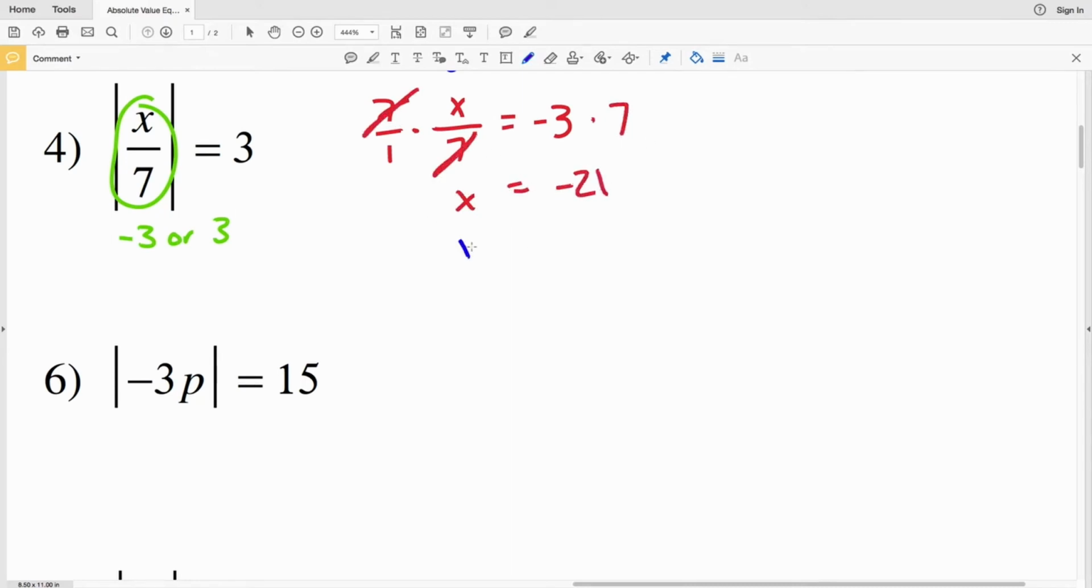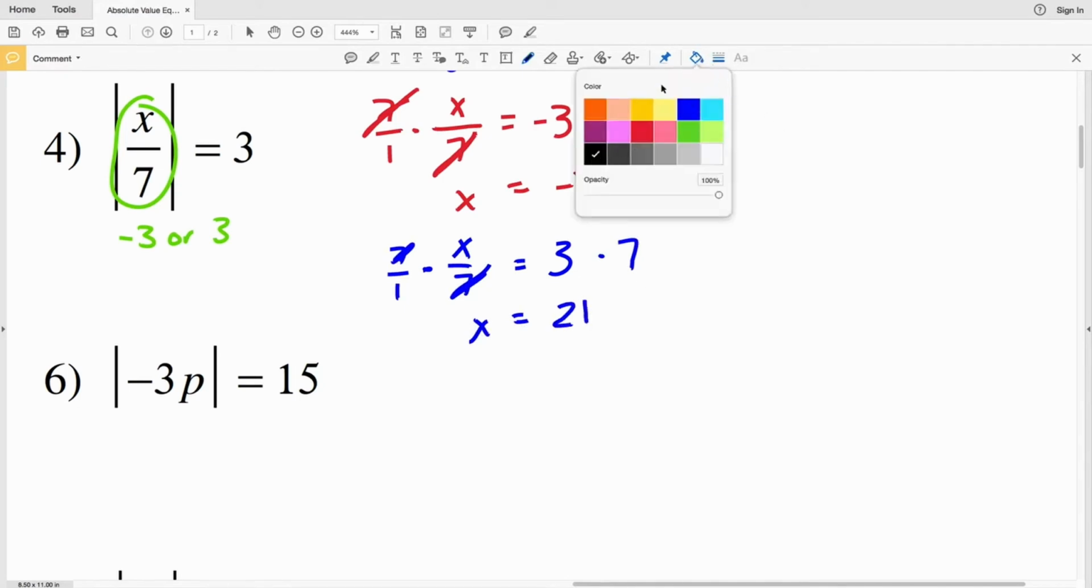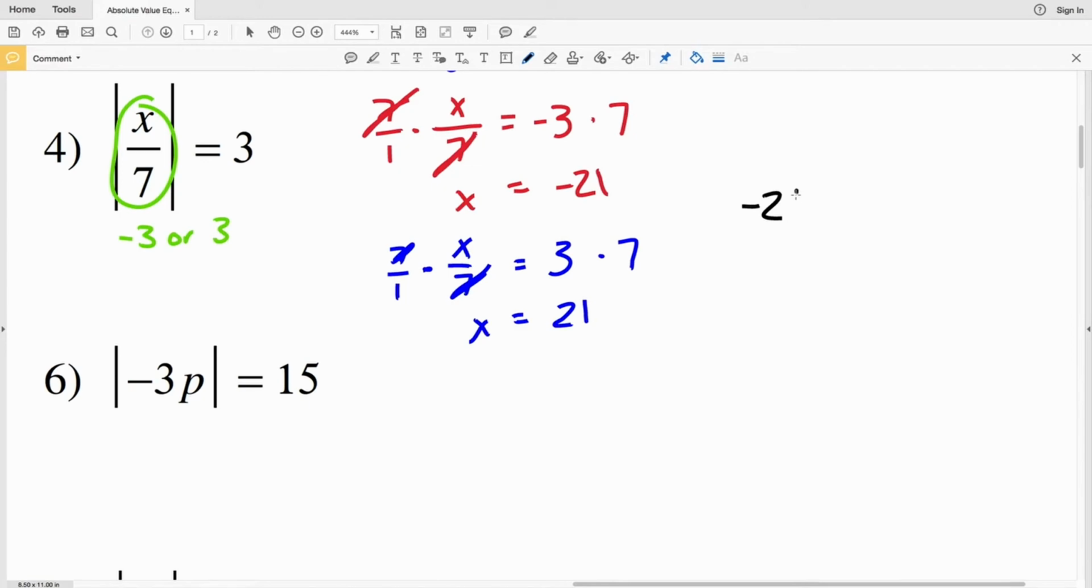If we assume that the x over 7 is equal to a positive 3, when we multiply by 7 over 1, we get that x is equal to a positive 21. So for number 4, we have that x is either negative 21 or positive 21.